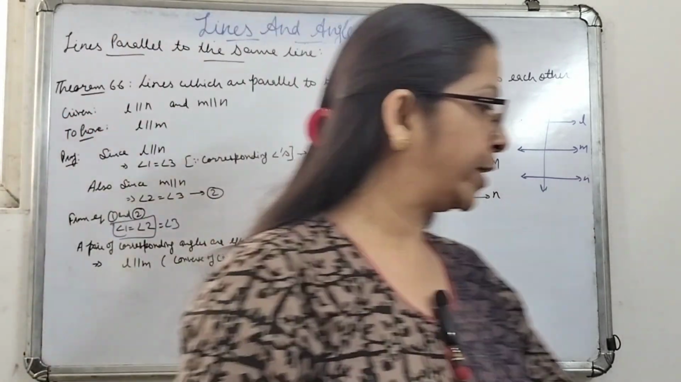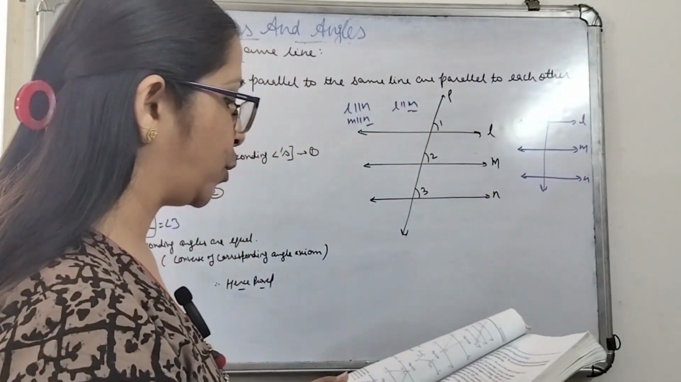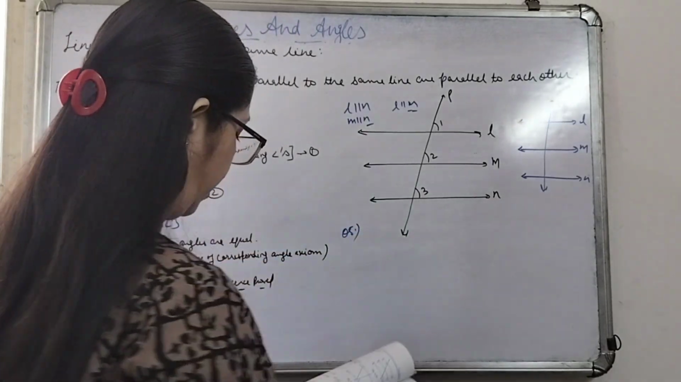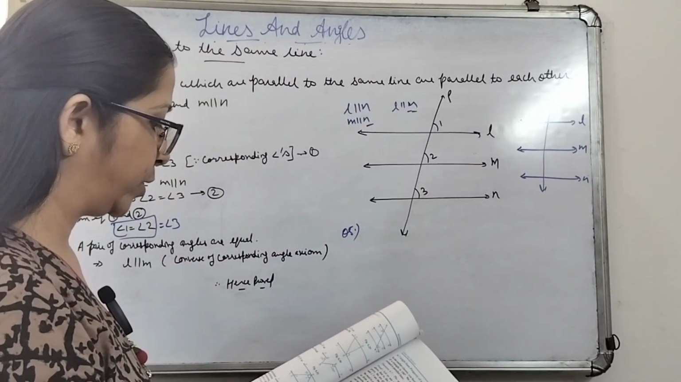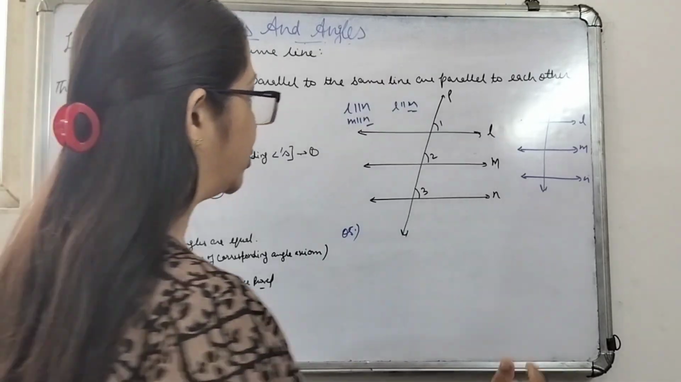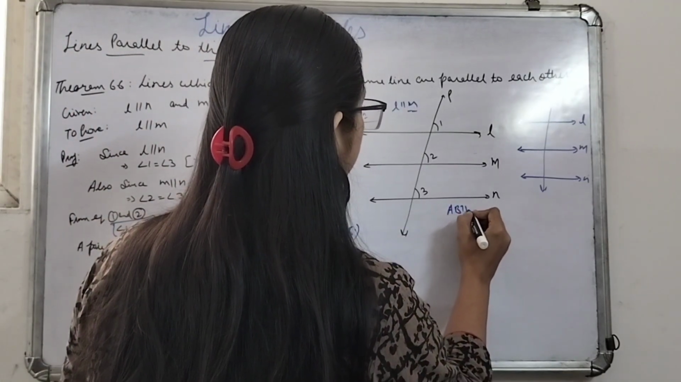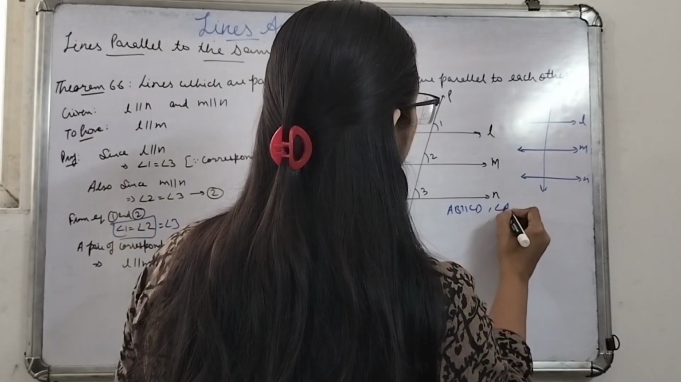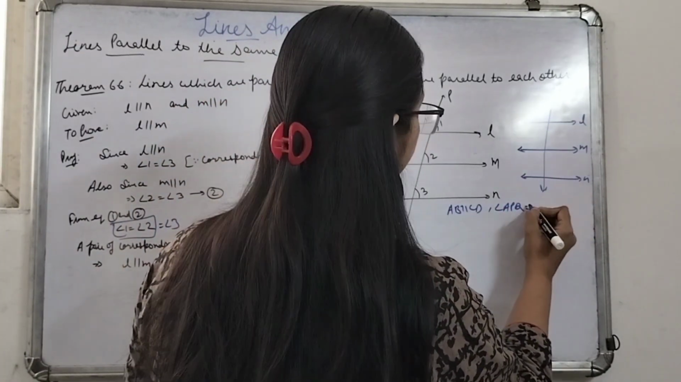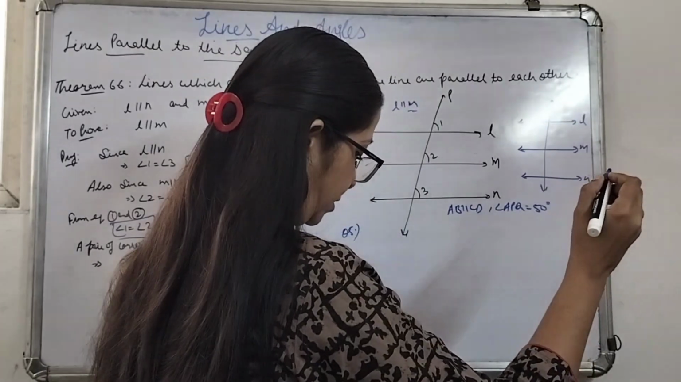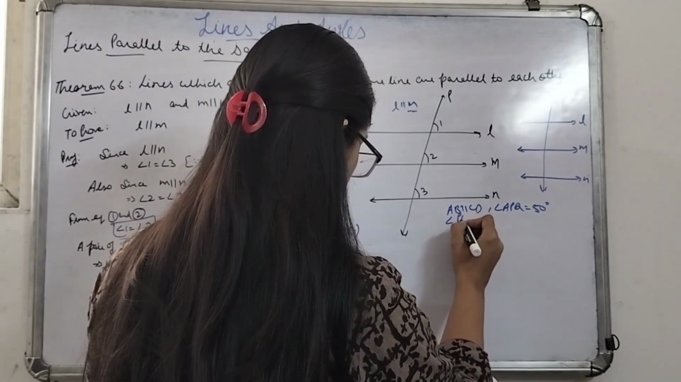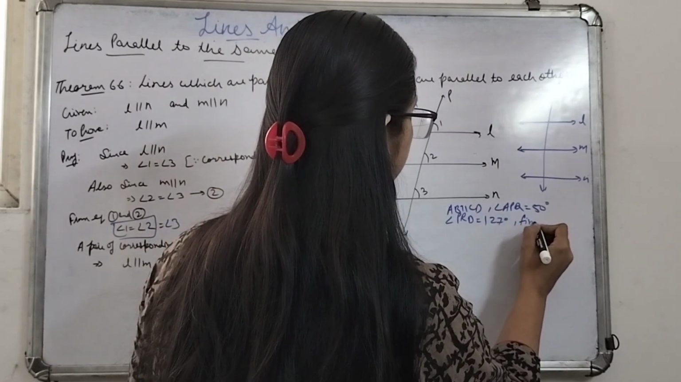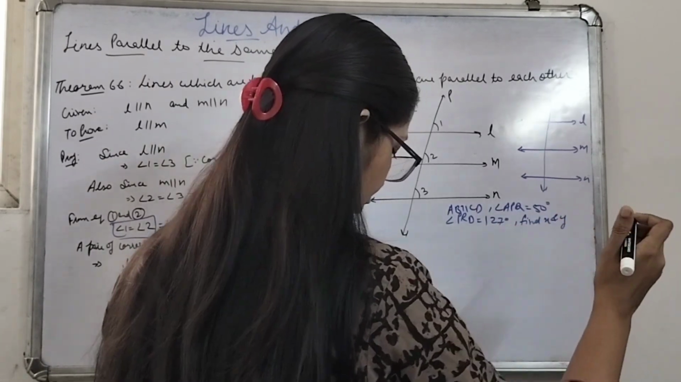Now let's see one of the questions from your exercise 6.2, question number 5. In the given figure 6.32, if AB is parallel to CD, given to us is AB is parallel to CD, angle APQ is 50 degrees, and angle PRD is 127 degrees. Find X and Y. What's the figure?